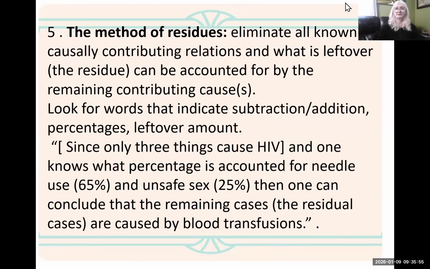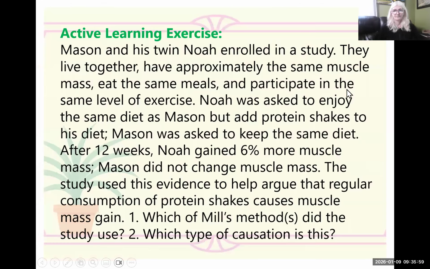So those are Mill's methods. Those are ways to analyze causal inference. I want you to consider this and tell me which type of method was used here and what type of causation this is. Mason and his twin enrolled in a study. They live together, have approximately the same muscle mass, eat the same meals, participate in the same level of exercise. Noah was asked to enjoy the same diet as Mason, but add protein shakes to his diet. Mason was asked to keep the same diet.